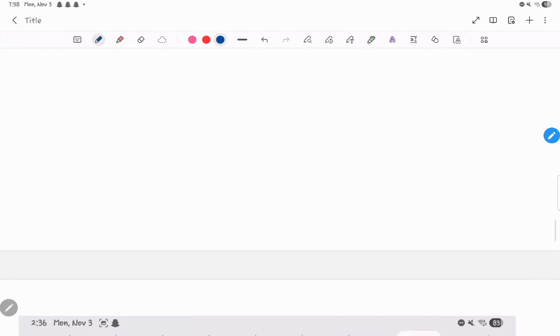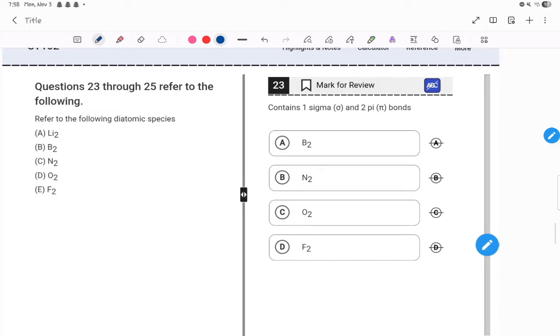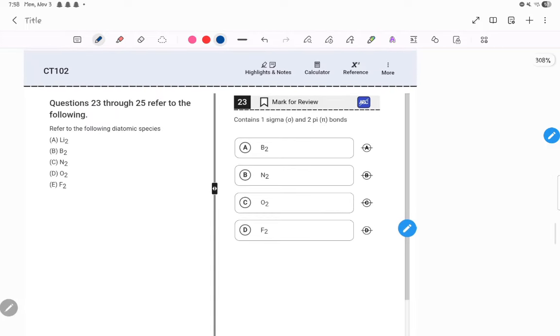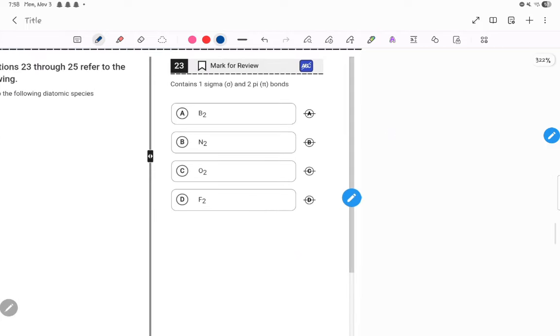So 23 to 25 contains 1 sigma and 2 pi. So we need to draw them all. B is what? This is B2. So B is group 3. Right, so let's do the Lewis structure. Boron is group 3. So it's 2 times 3, which is 6. Minus already 2 electrons. 4 is left. So 1, 2, 3, 4. Boron, it's okay for it to be electron deficient. So this is what it's going to look like, okay? So anyways, this is what it looks like.